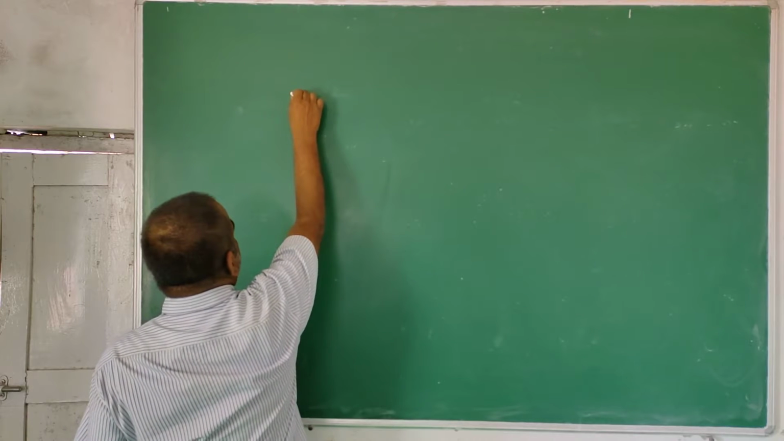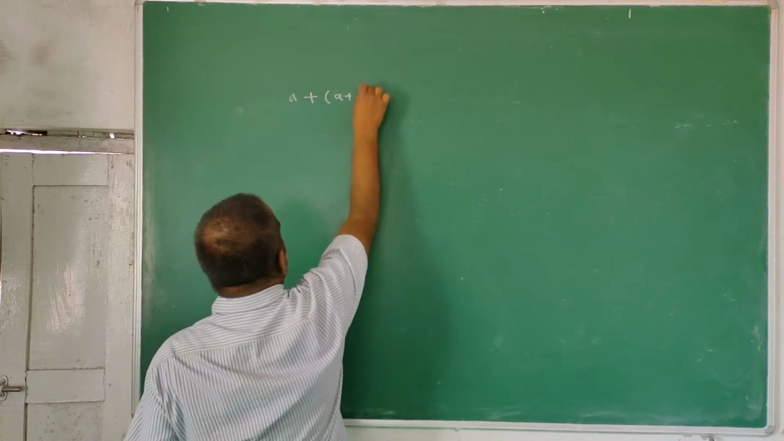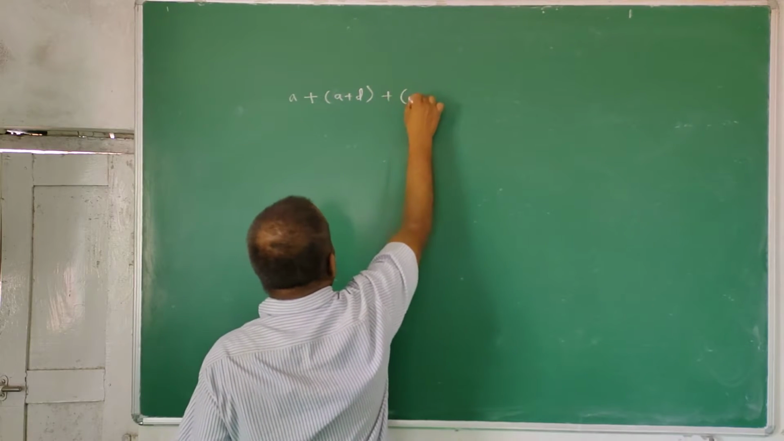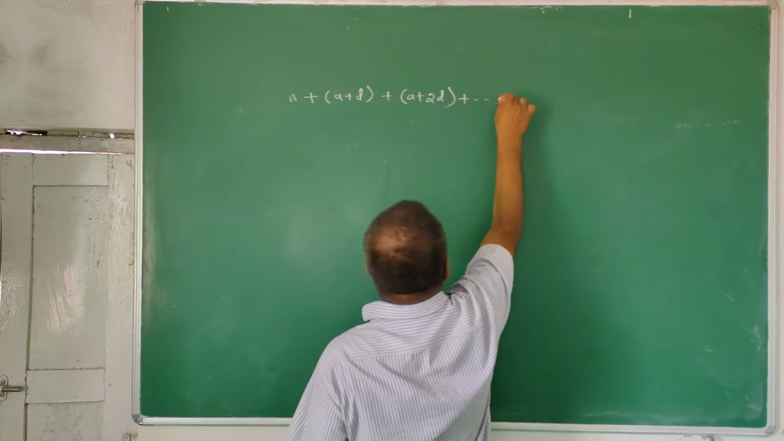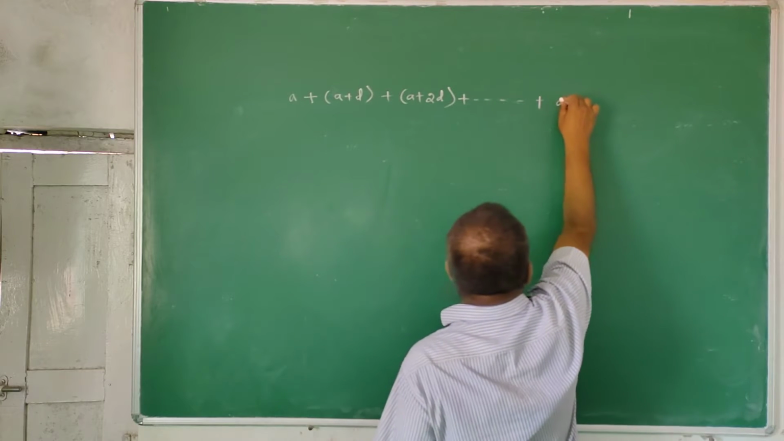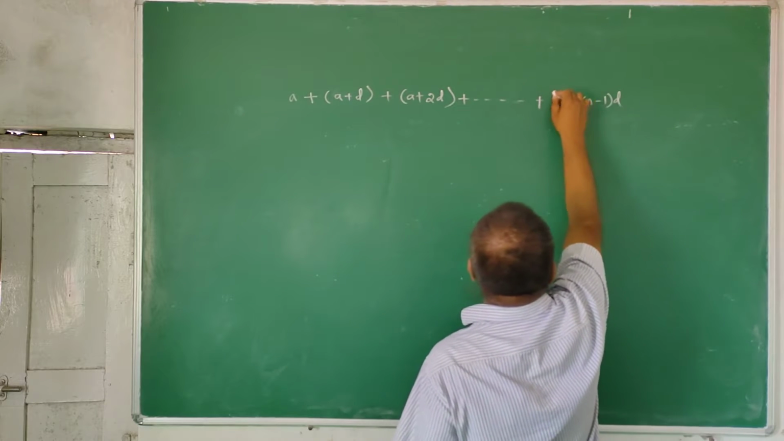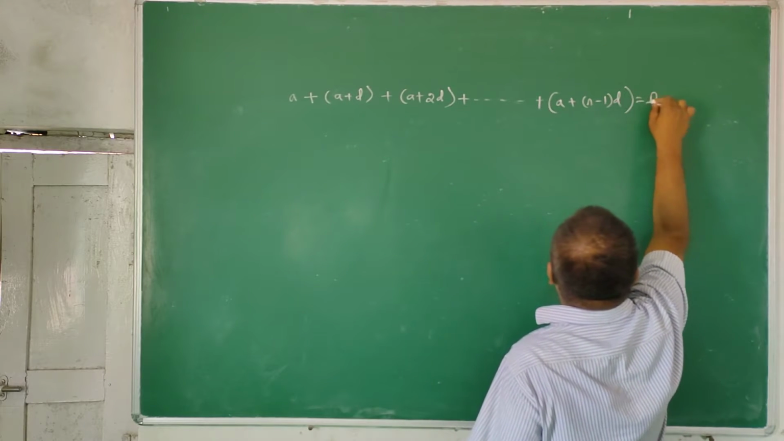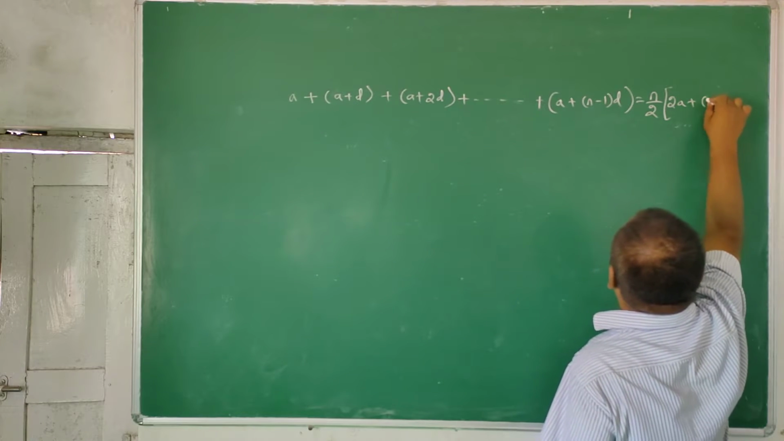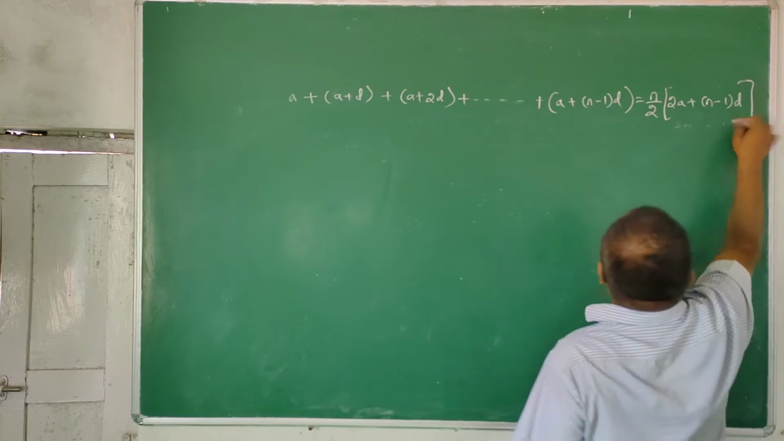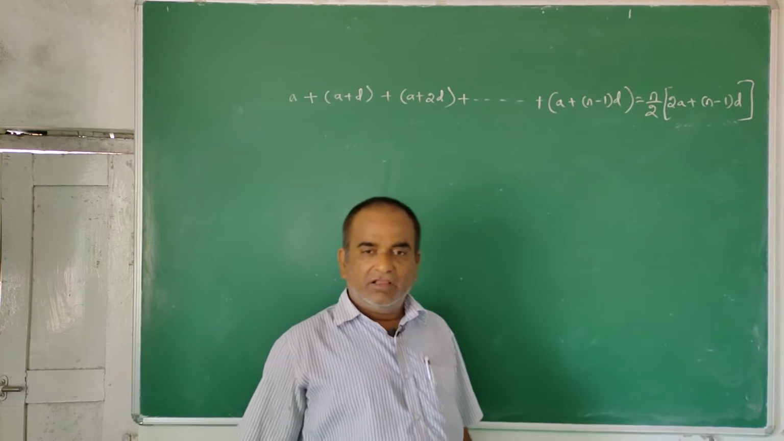Now the next problem is: a plus (a plus d) plus (a plus 2d) plus so on plus (a plus (n minus 1) into d) is equal to n by 2 into (2a plus (n minus 1) into d). So this is the question. We have to prove this.